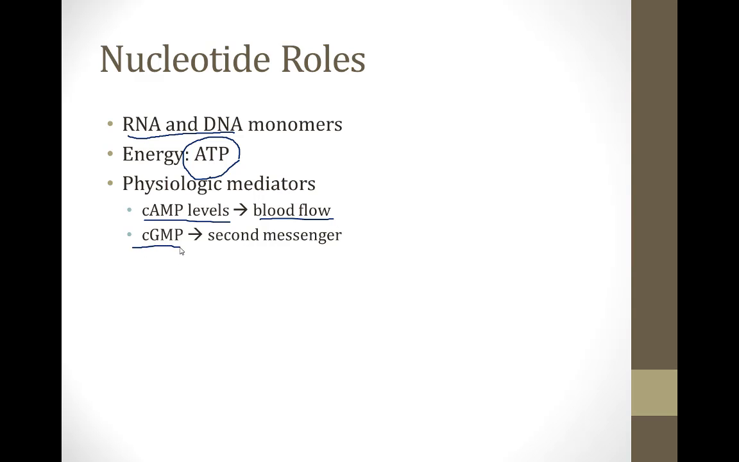Cyclic GMP also serves as a second messenger, and interestingly, it is usually the purines, adenosine and guanosine, that serve as second messengers. We don't often see second messenger systems of pyrimidines like cytosine and thymidine.